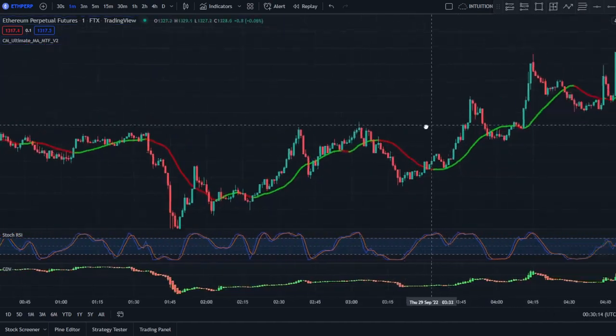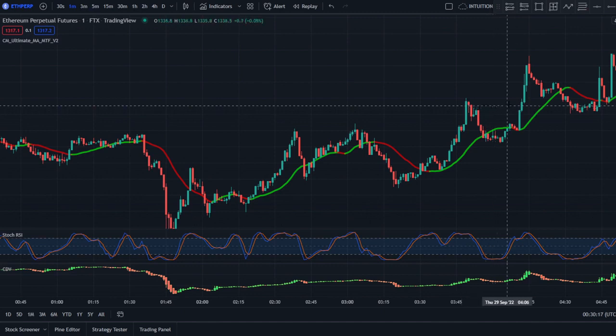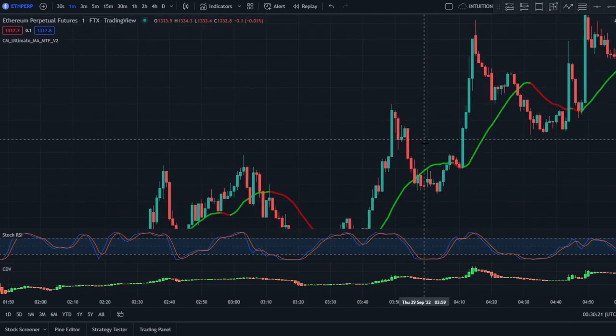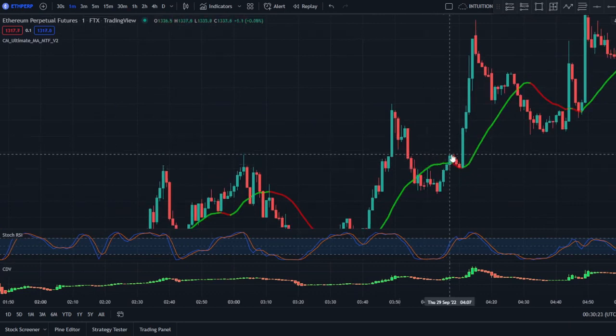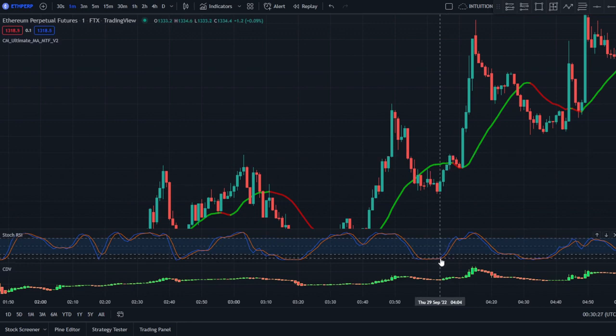So let me look at another position. So right here, this will be sort of valid. You can see that we have the price breaking above the trend line, and the trend line is green in color. Price has a crossover coming from the oversold level, and you can see right here it's coming from the oversold level.